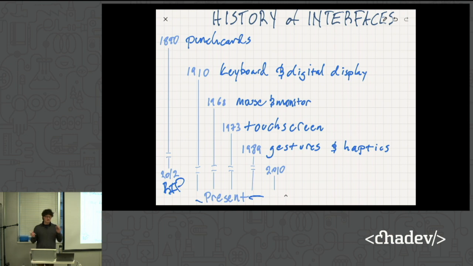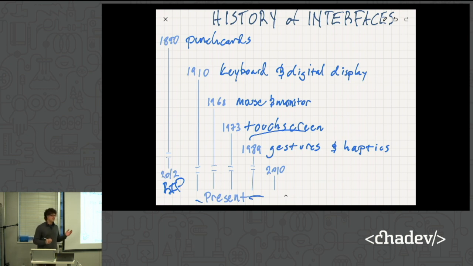1968-ish, Engelbart gave the mother of all demos, showed off the mouse for the first time. Everybody was super stoked. Also showed off a GUI and a whole bunch of other stuff. So we started the paradigm of clicking and seeing a visual representation as an interface around 1968. And obviously that's still with us. 1973 was a touch screen. Touch screens are, obviously, what I just did, that gesture was a touchscreen specific gesture. I couldn't do that on anything previous to the touchscreen, which leads us into gestures and haptics.